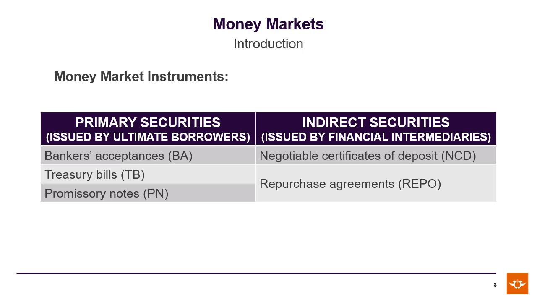It is important to understand the difference between money market instruments that are issued by the ultimate borrowers, called primary securities, and those money market instruments that are issued by financial intermediaries, also referred to as indirect securities. And if we look at the primary securities, they include bankers' acceptances, treasury bills, and promissory notes. And the indirect securities, those issued by the financial intermediaries, include negotiable certificates of deposit, otherwise known as NCDs, and repurchase agreements or repos.